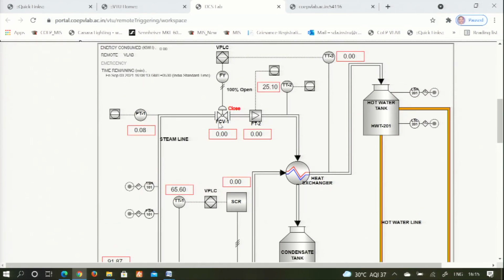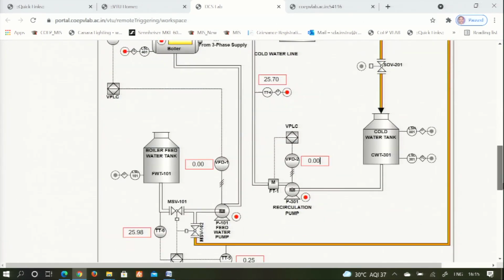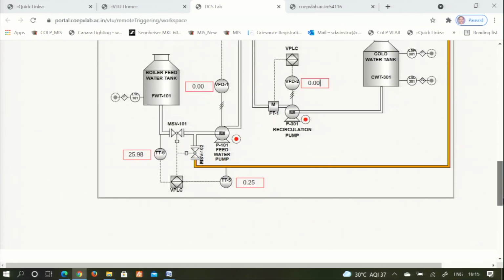There is a control valve which will operate, and because of that you will use this heat exchanger for controlling the outlet water temperature. That could be another problem statement. So, this entire plant is available with you as a live mimic.